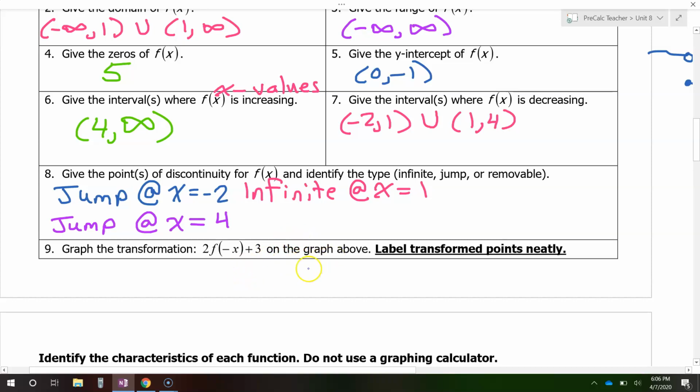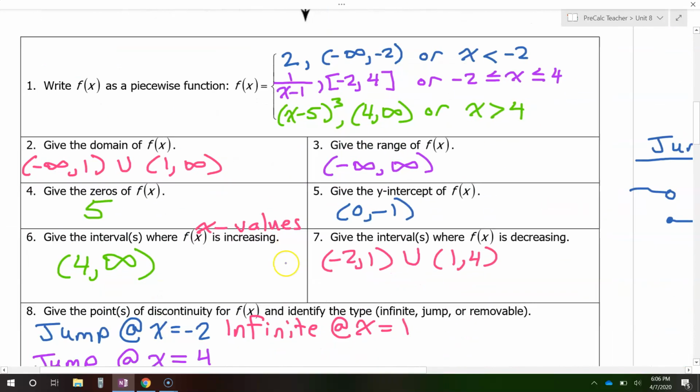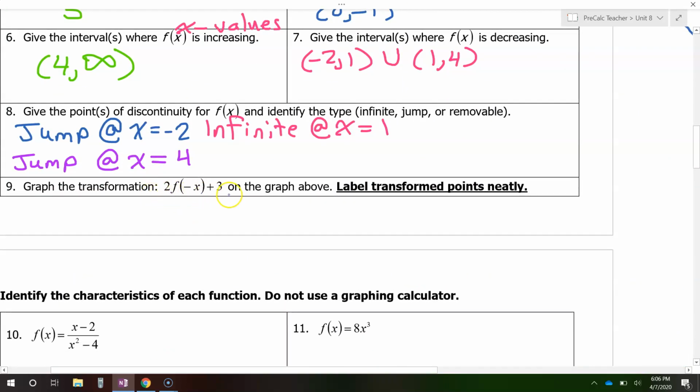That is going to do it for this video. On the next video, I will show you how to take this crazy piecewise function and do this type of transformation to it. And we'll do that graph together.